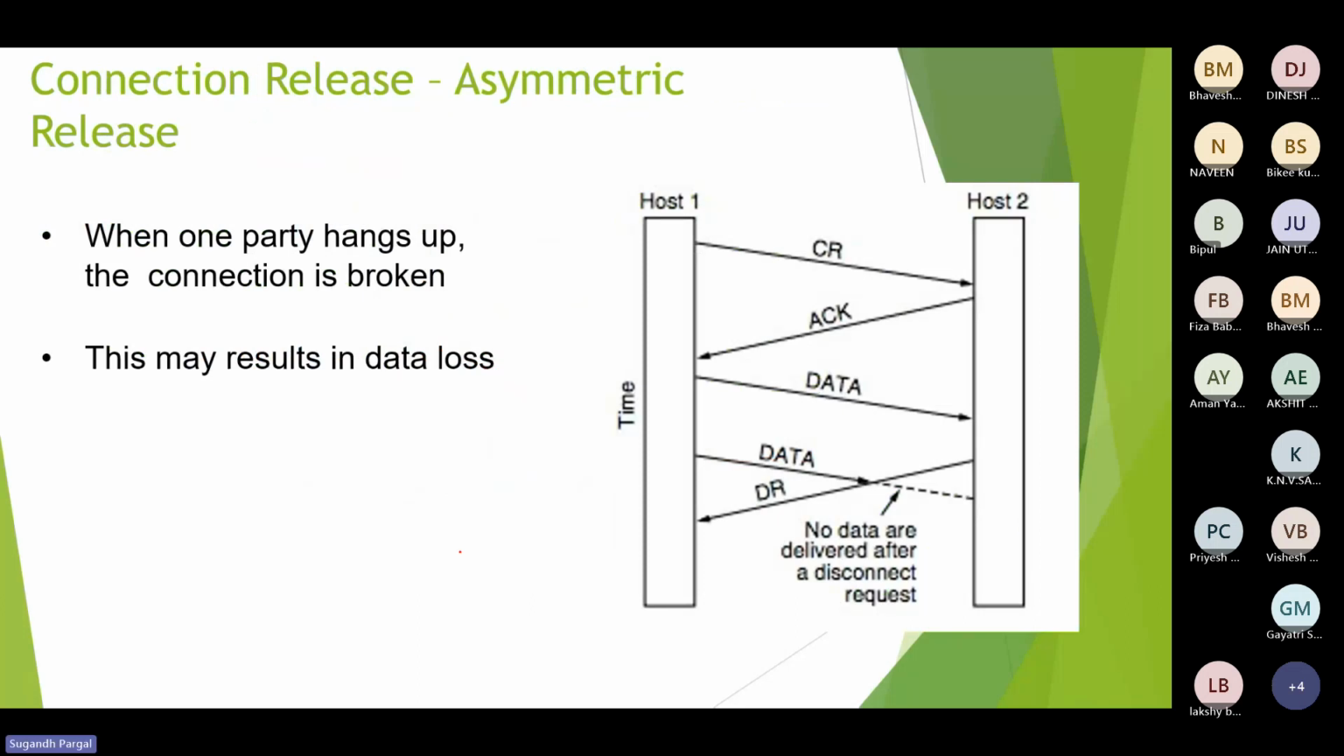The final phase is the connection release, that is, the asymmetric release. One party hangs up and the connection is broken. One way is asymmetric and another way is symmetric. In the asymmetric release, there is the connection establishment, then the acknowledgement, and then the data transfer. Then after a certain time when no data is delivered, there is a direct disconnection request from host 2 and the connection gets broken, and no data is transferred from host 1 to host 2. This is the asymmetric release, where either host 1 or host 2 can directly put up a disconnection request at any instance of time.